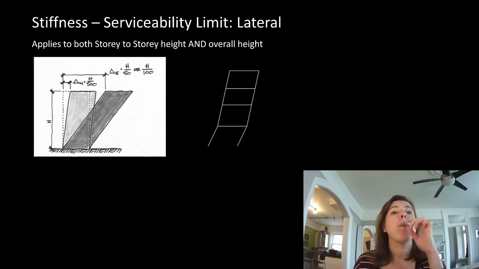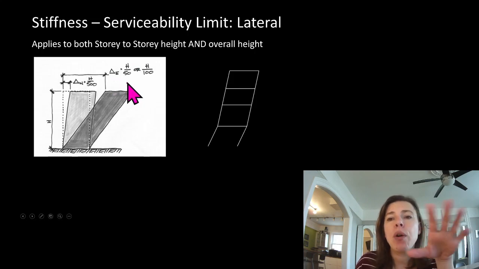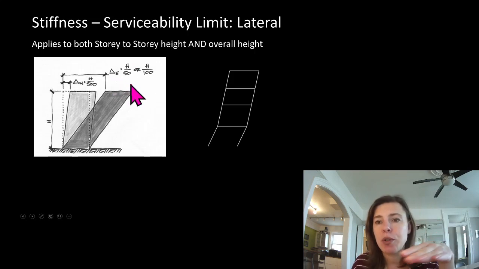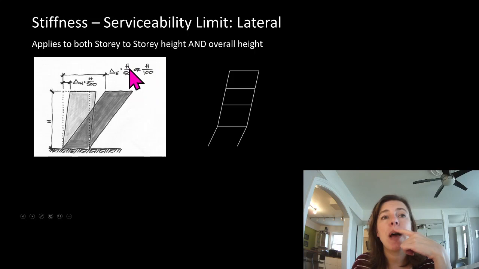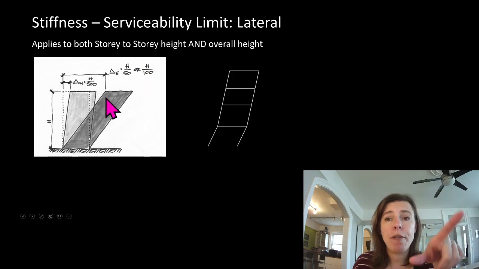Lateral has deflection criteria too. For wind, it's H divided by 500. An earthquake, depending on what type of building or what zone you're in, it's H divided by 50 or H divided by 100. We're not going to do much with this. I want you to be aware of it.